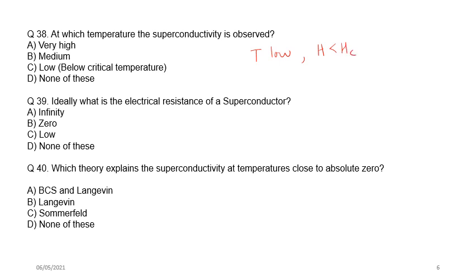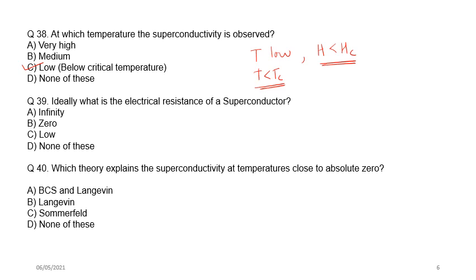So the temperature should be low, less than the critical temperature, and the magnetic field should be less than the critical magnetic field. Here the options are very high, medium, low, and none of these. Nothing is said about the external magnetic field applied, so low is the answer, because at high or medium temperature, which we assume is room temperature or intermediate between the Curie temperature and the critical temperature, the material is not superconducting.